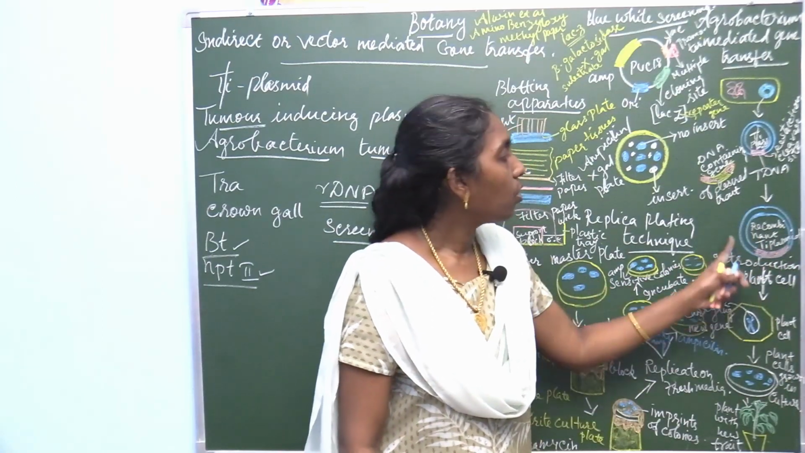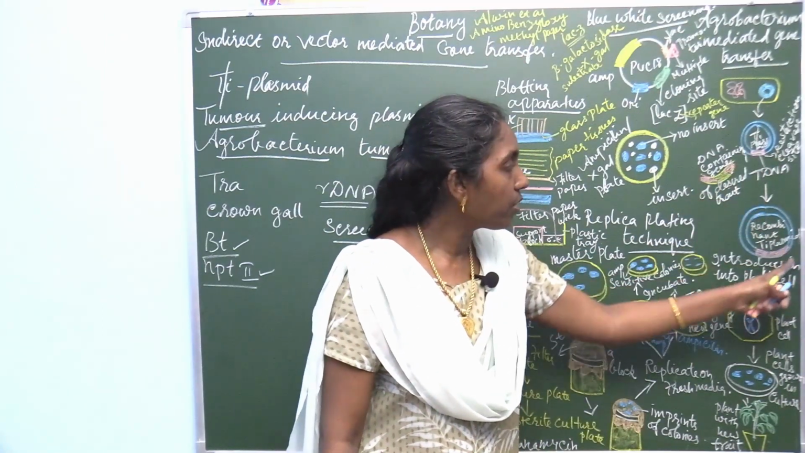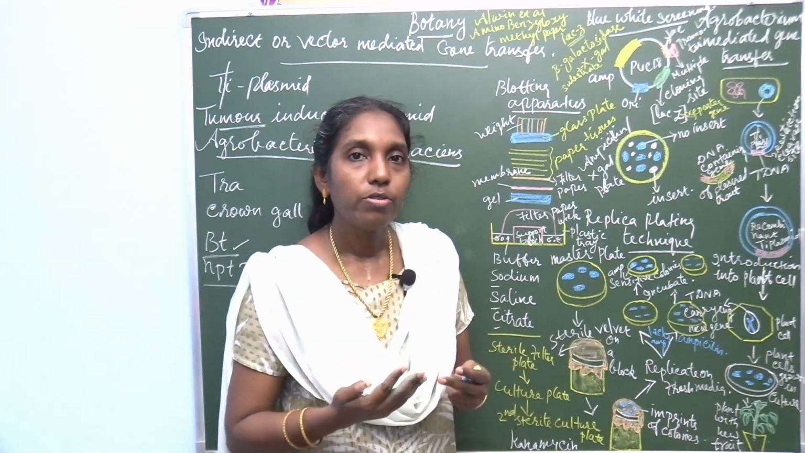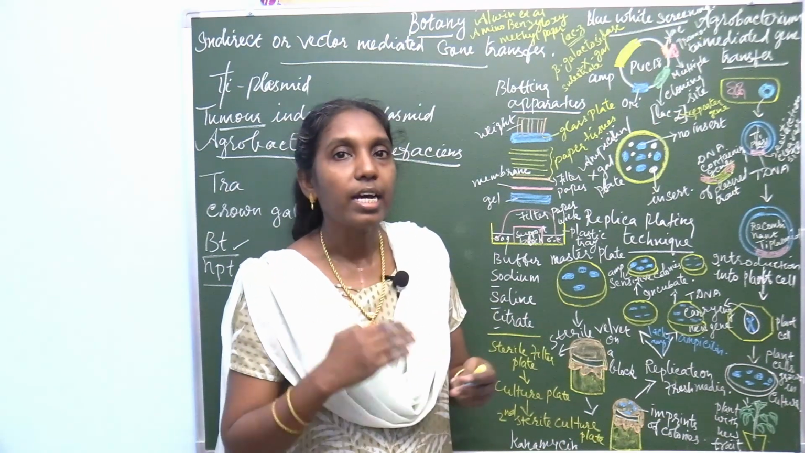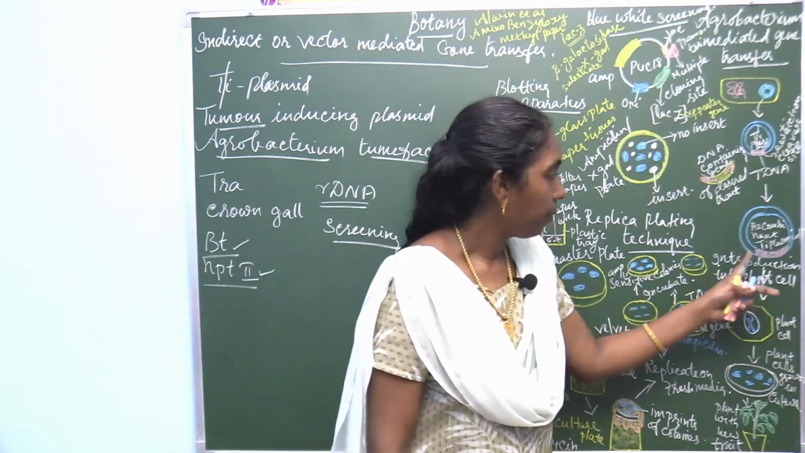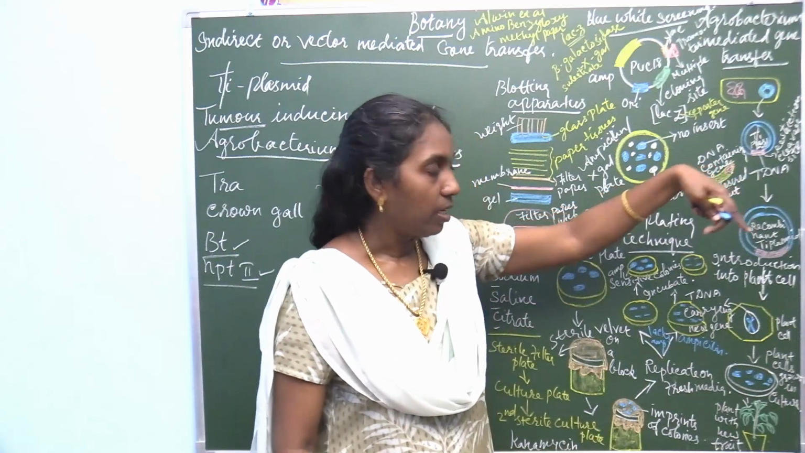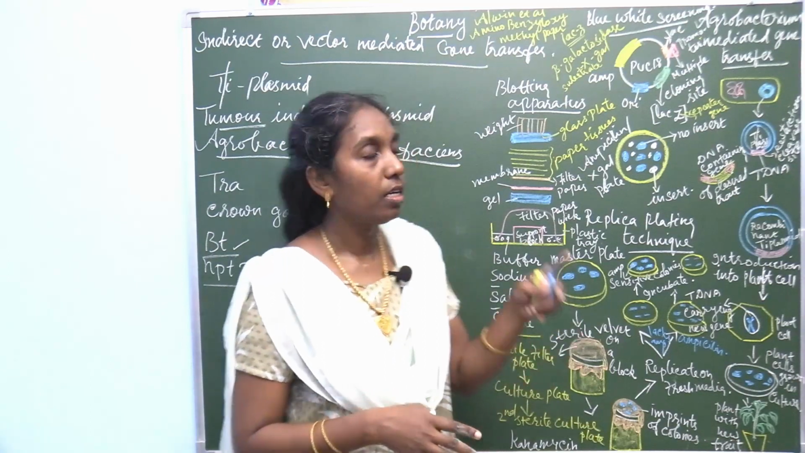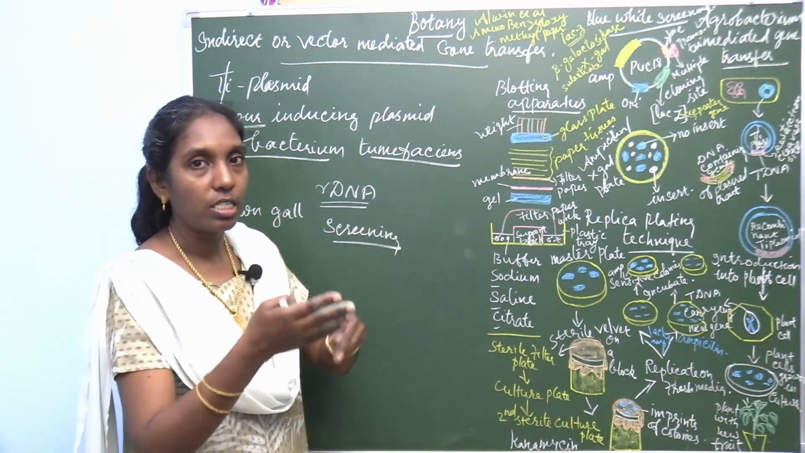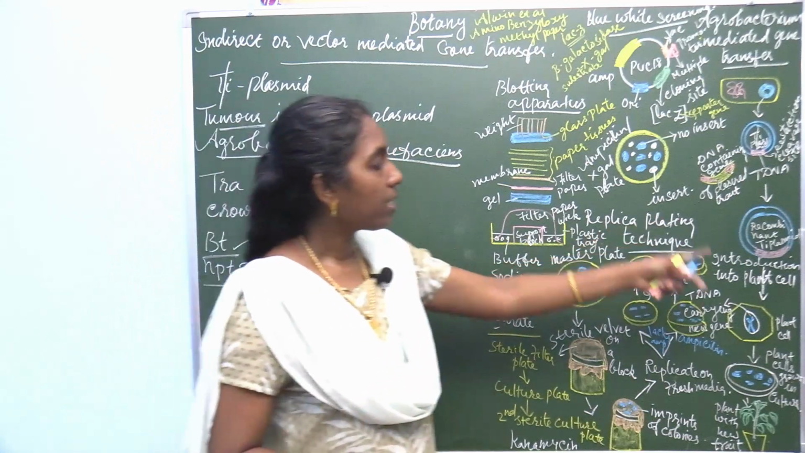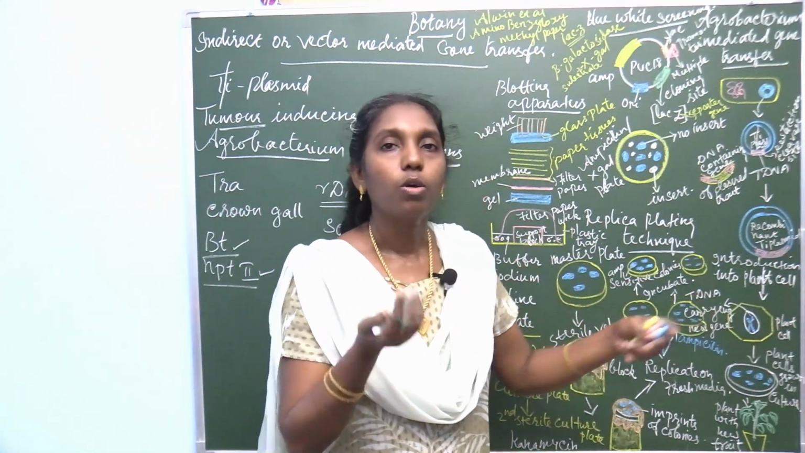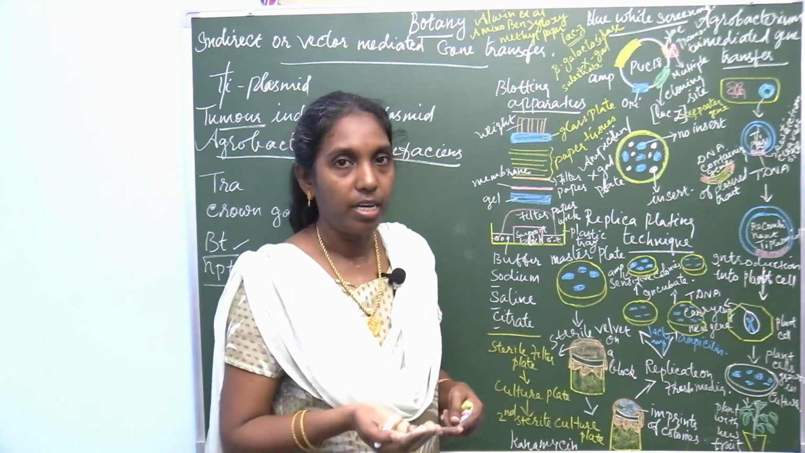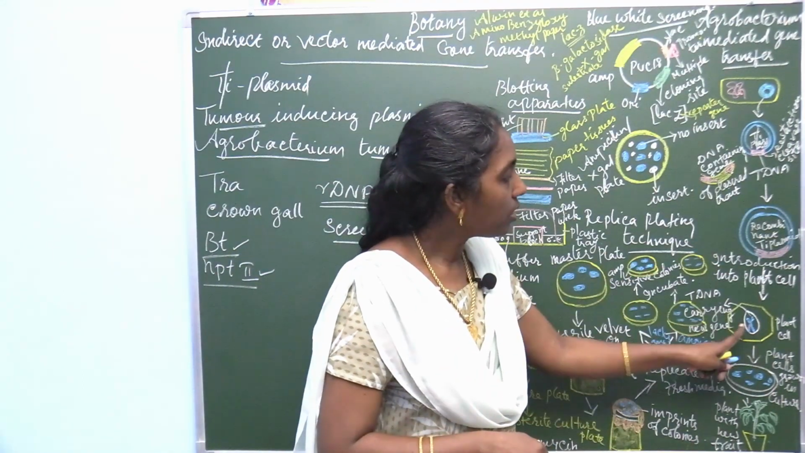As a result, it produces a recombinant Ti plasmid, the rTi plasmid. Now this Ti plasmid is introduced into the plant cell. Here the method is vector mediated gene transfer. This plasmid acts as a vector or cloning vehicle which carries the recombinant gene, or recombinant DNA, and introduces it into the plant cell.